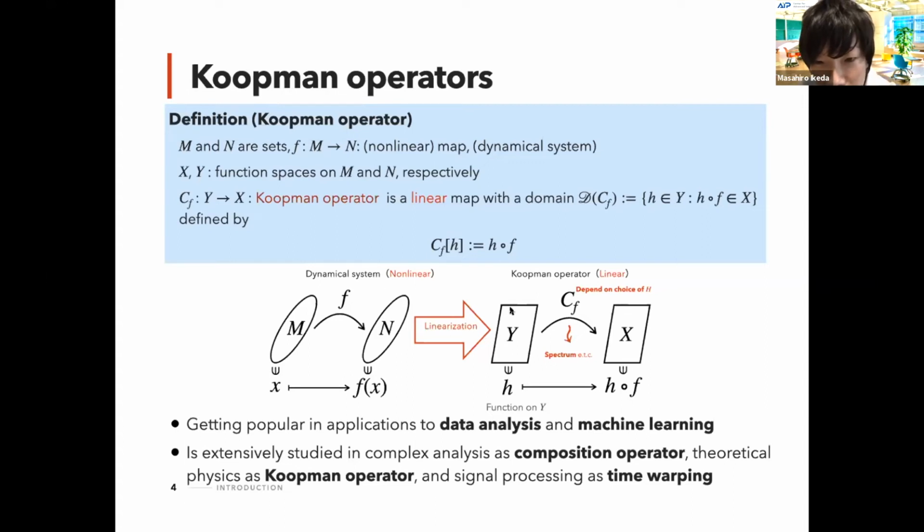F is nonlinear, but the Koopman operator is linear. So functional analysis or linear algebra can be effective to study the properties of the Koopman operator. That's why the analysis of the Koopman operator is getting more and more popular in application to data analysis and machine learning. Originally, the Koopman operator is extensively studied in complex analysis in pure mathematics, where it is called the composition operator. In theoretical physics, it is called the Koopman operator. And in signal processing, it is called time warping.